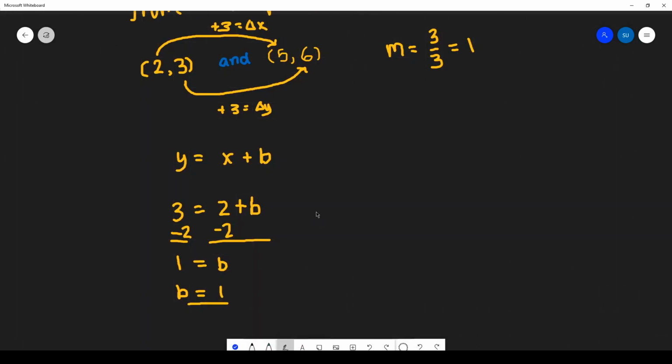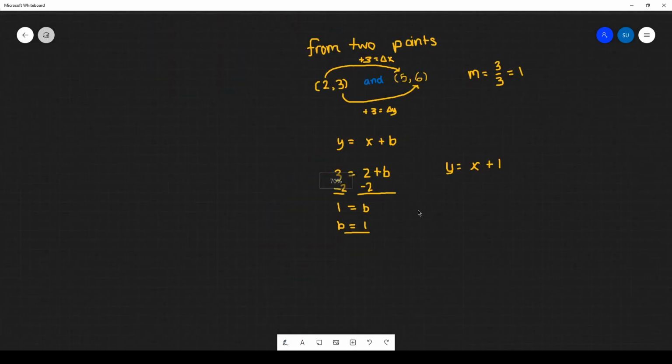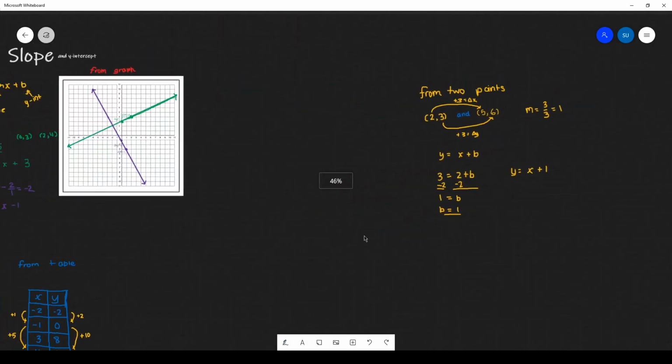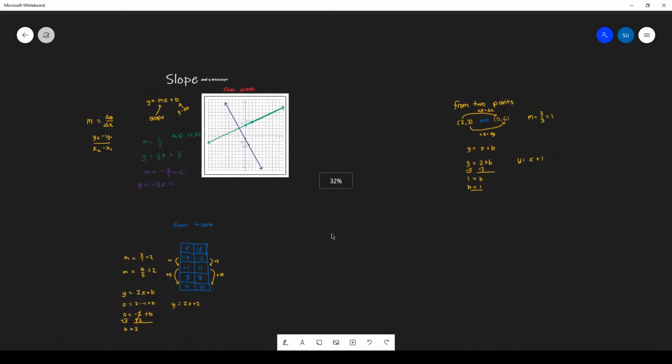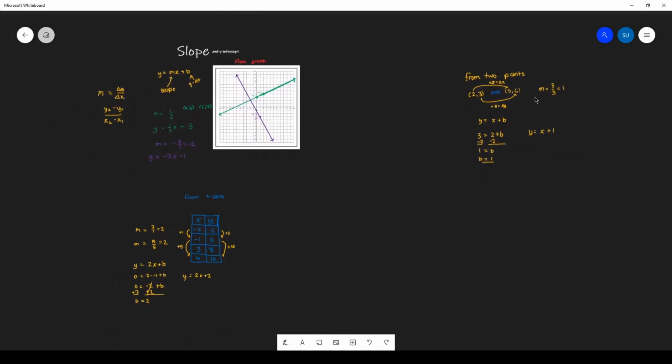And for our final answer, I'm going to write out the actual equation, and it turns out to just be y equals x plus 1, substituting the y-intercept in for b. So yeah, that's basically it. That's how you calculate the slope-intercept equation from graphs, from tables, and from 2 points. I hope you find this helpful.